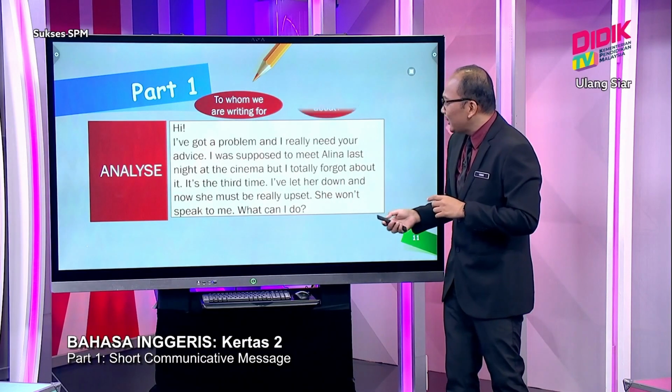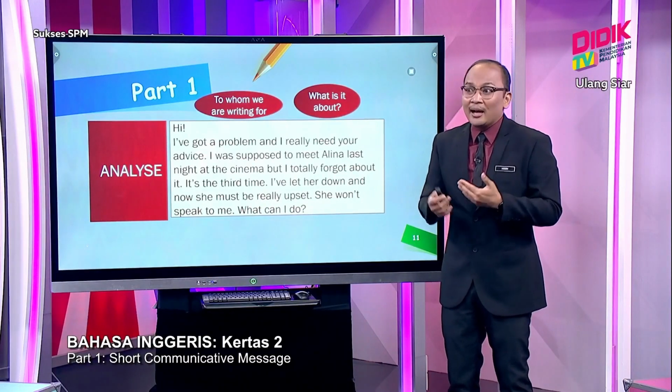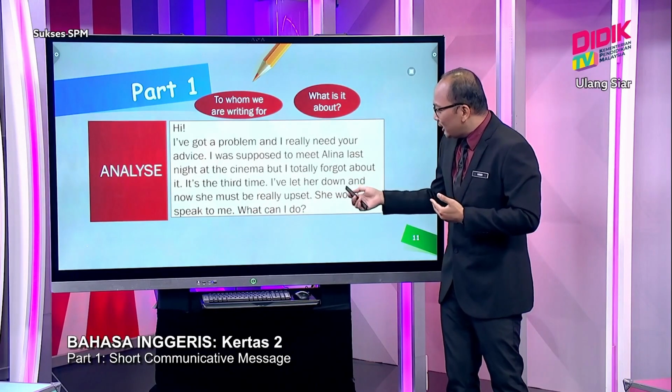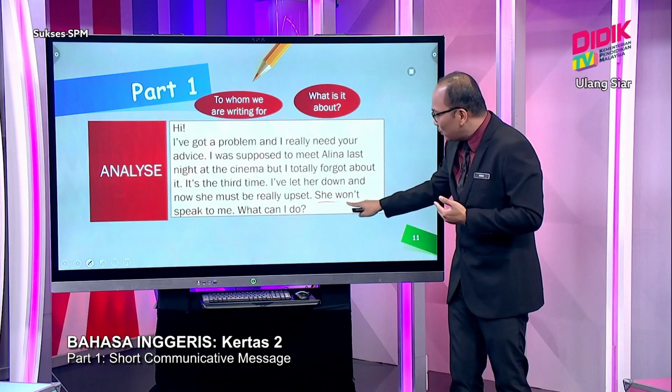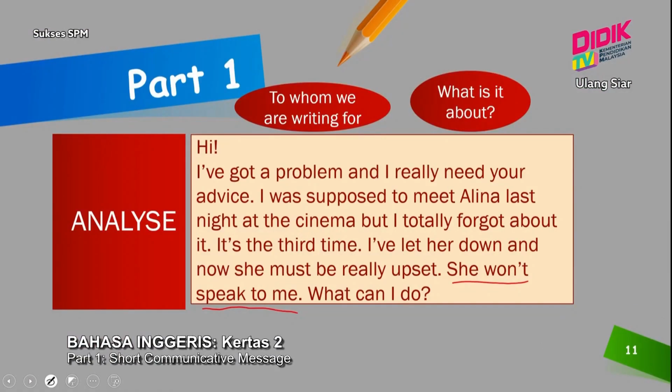What we need to do next is identify what we need to reply to our friend. I think this is the last part: she won't speak to me. This is the problem, right? What can I do? So it's good for you to have a highlighter or maybe a red pen to underline the necessary questions.